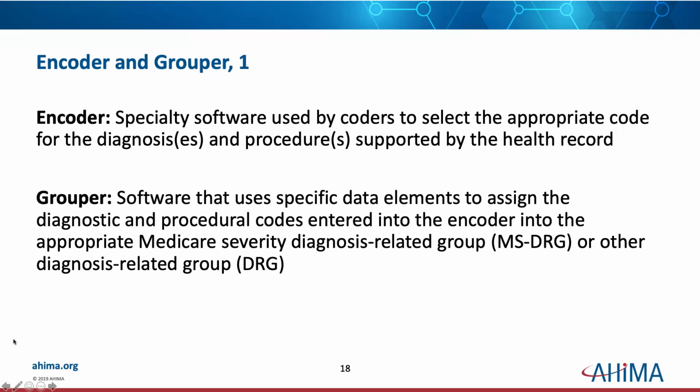A grouper is software that uses the data elements to assign those codes in the encoder into it. It takes all the codes, diagnoses and procedure codes, and runs them through the software to then identify the appropriate MS-DRG or APR-DRG or whatever type of grouper it's doing. And those are on the inpatient side. On the outpatient side, it looks at APCs and rolls those into appropriate APCs for billing.